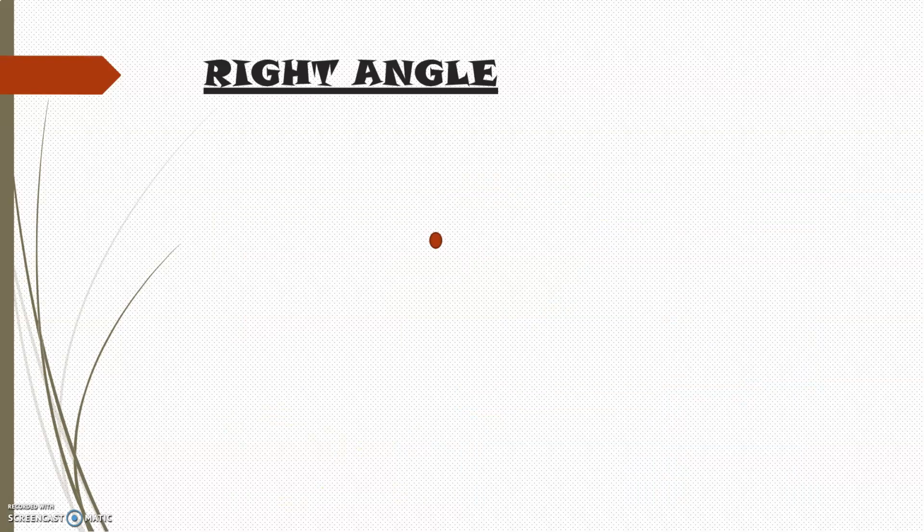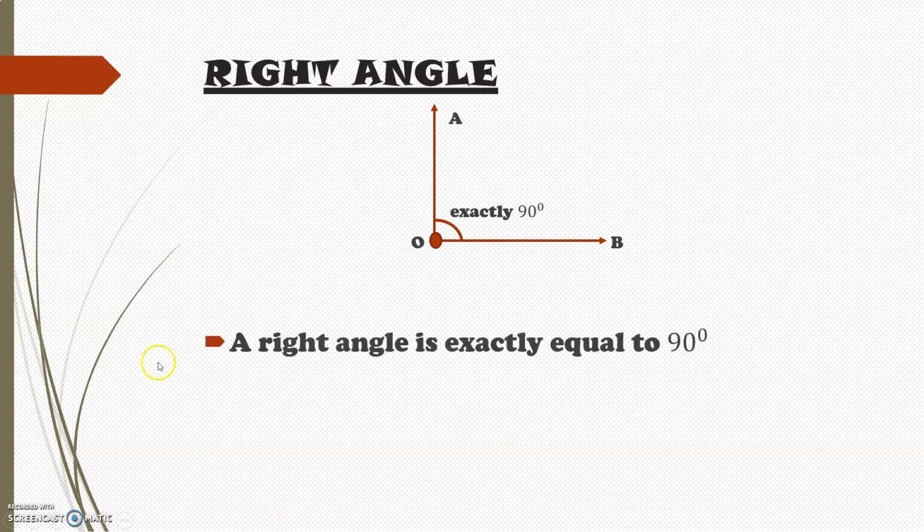And what do you mean by the right angle? Consider a point with two lines that makes an angle OAB which is exactly 90 degrees. A right angle is exactly equal to 90 degrees. We call this a right angle.